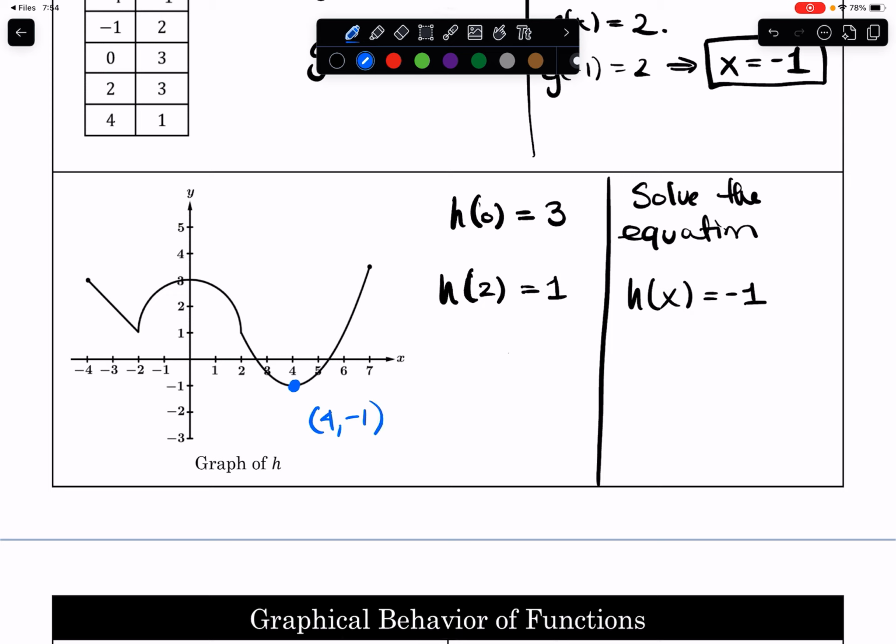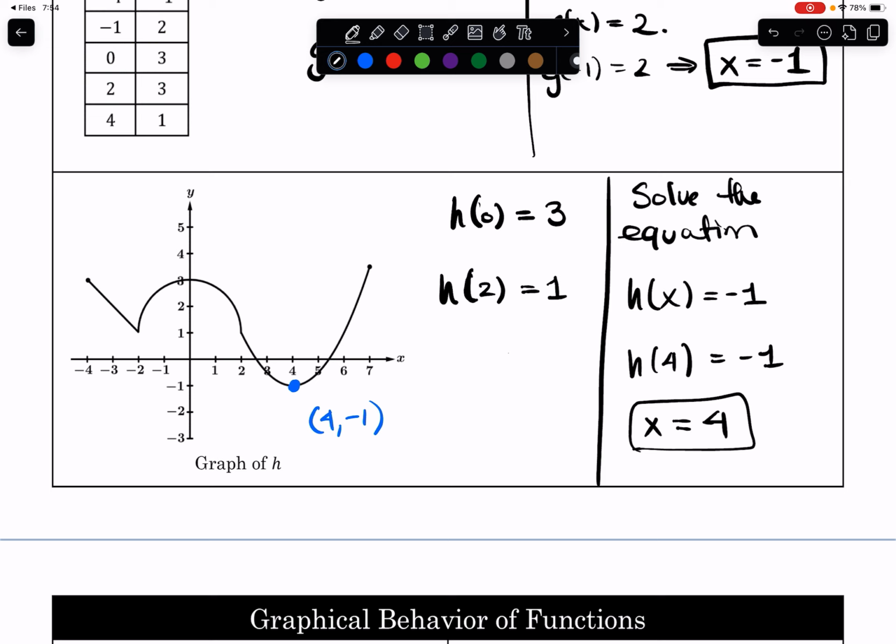So where does h of x equal -1? Well, the answer to that is going to be 4. h of 4 is equal to -1. So the solution to this equation is that x has to equal +4. So that's your answer right there.